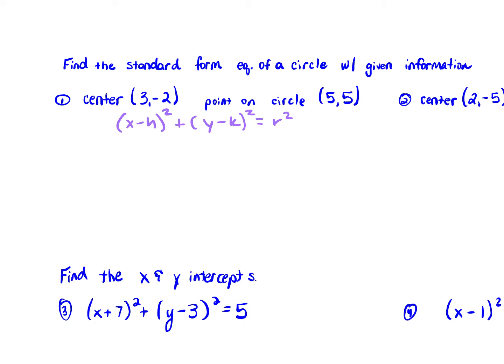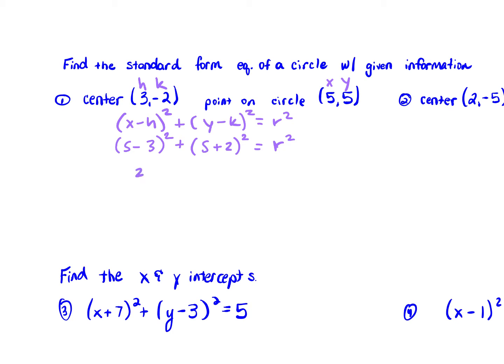Our center is h comma k. So there's our h and our k. And then it gives us a point on the circle, so we could say this is x and y. And we're going to have to solve for r. So we want to plug in what we have and solve for our r. So x is 5 minus h, which is 3. Y is 5 minus negative 2, so that becomes a plus 2. And that's equal to r squared.